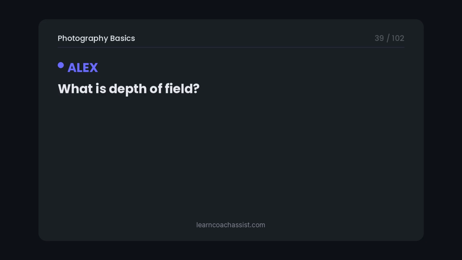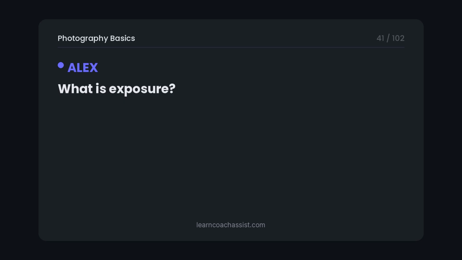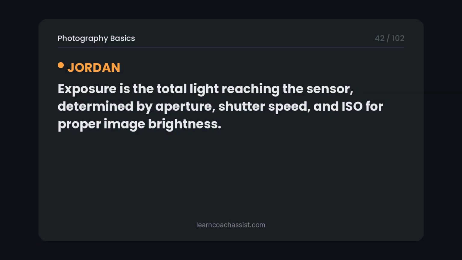What is depth of field? Depth of field, DOF, is the range of distance in a scene that appears sharp. Shallow DOF from wide apertures isolates subjects. What is exposure? Exposure is the total light reaching the sensor, determined by aperture, shutter speed, and ISO for proper image brightness.